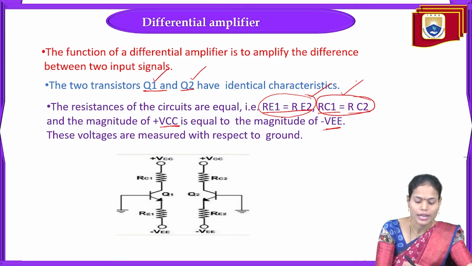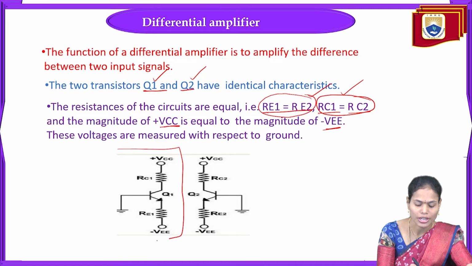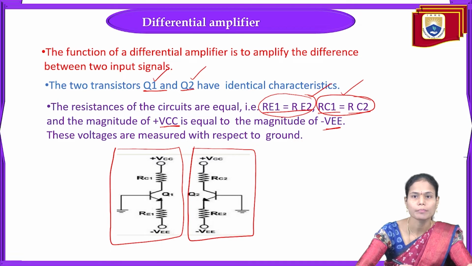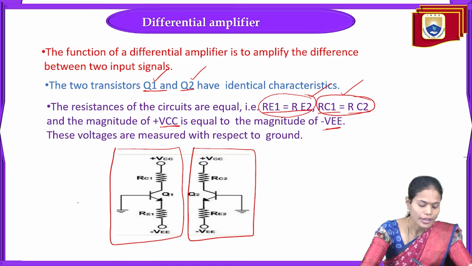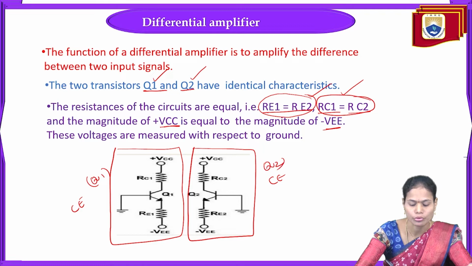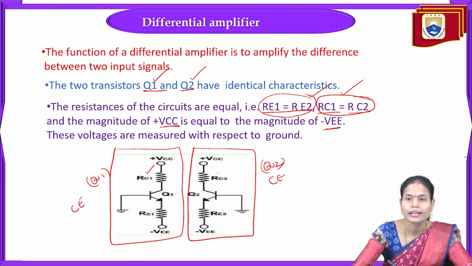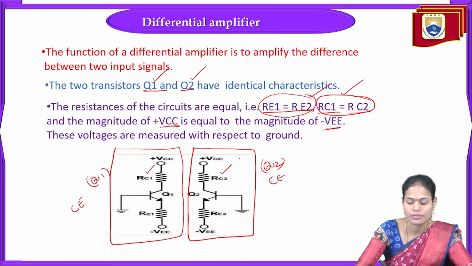So for that purpose, I am taking two identical transistors here. And here I am taking the common emitter transistors. Both are common emitter transistors. So this is the Q1 transistor and this one is the Q2 transistor. And the collector resistance of the first transistor is RC1 and the collector resistance of the second transistor is RC2. So those are equal.